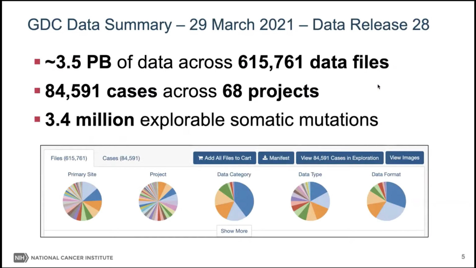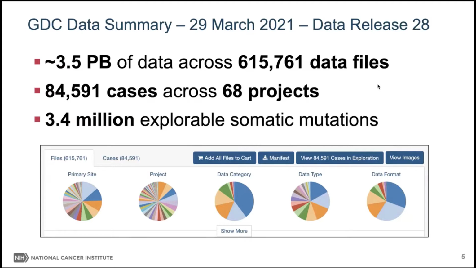This next slide is just a short summary of what the GDC has to offer in terms of data. This is as of the 29th of March, 2021. We are currently on data release 28, and things are ever changing in the GDC. So if you're watching this in the future, there might be more data. There's around 3.5 petabytes of data across around 615,000 data files.